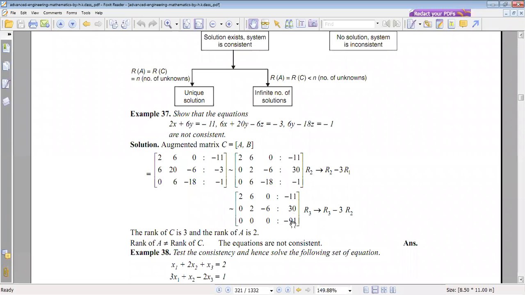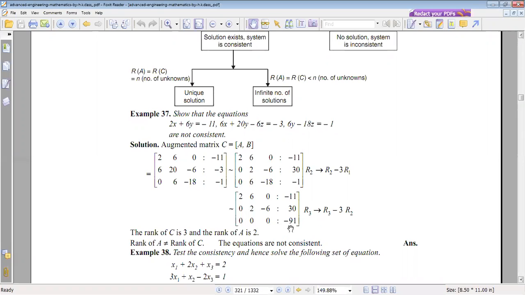So it will be minus 91. Now you see here, this is the matrix A. The matrix on the left hand side of these two is matrix A. Clear? So here how many non-zero rows are there? There are only 2 non-zero rows. So rank of the matrix A will be what? 2. And this is the whole augmented matrix.